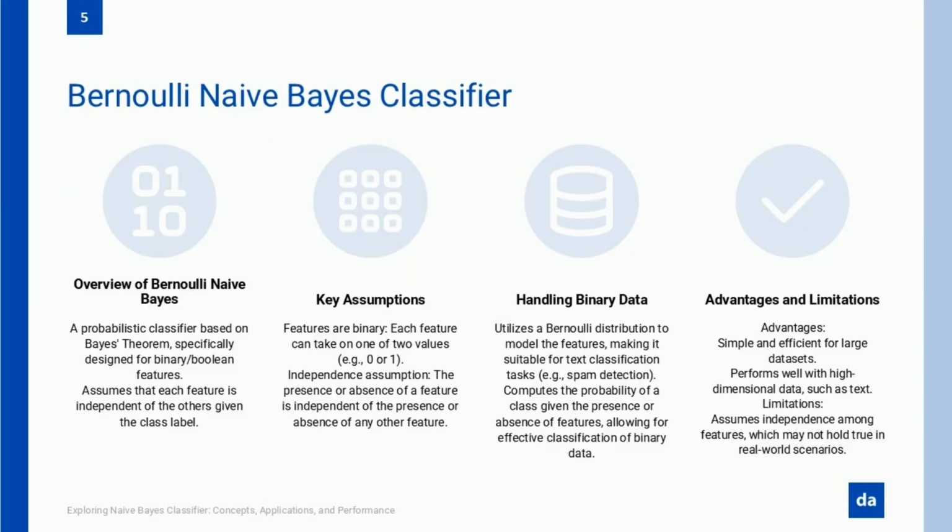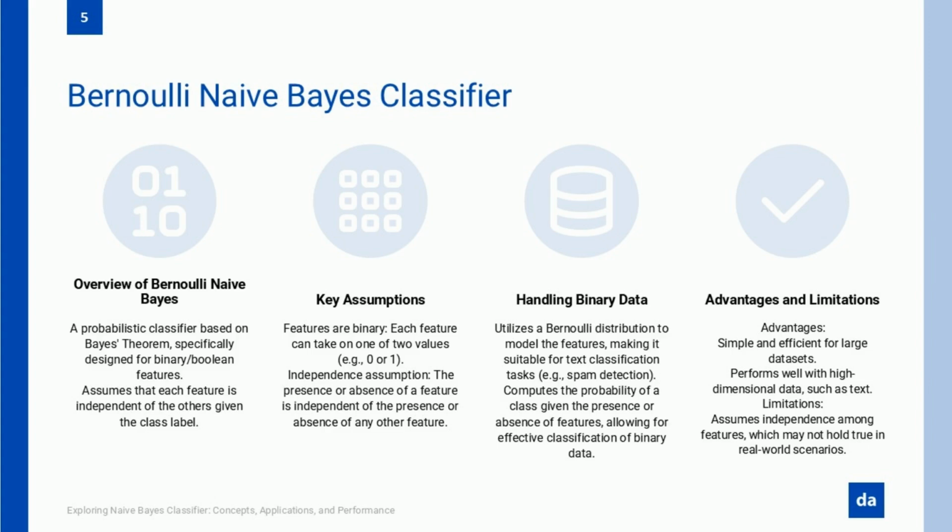Let's dive into the Bernoulli naive Bayes classifier, a specialized version of naive Bayes designed for scenarios where features are binary. Picture this. You're analyzing whether an email is spam or not. Instead of focusing on how many times a word like offer or free appears, Bernoulli naive Bayes simplifies the task, asking a straightforward yes or no question for each feature.